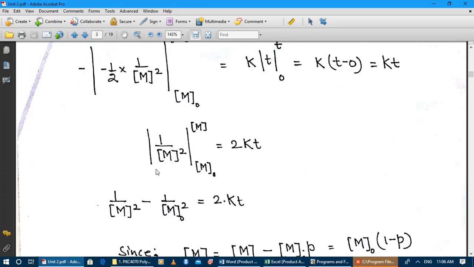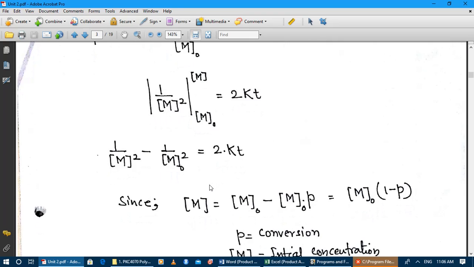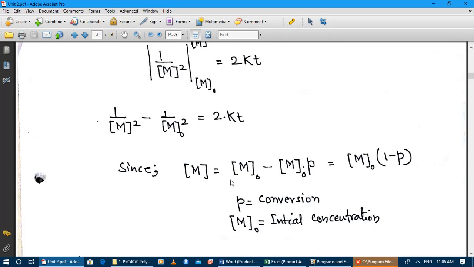And here in my equation, we can take this 2 to the right-hand side, and the final equation will be something like 1 over concentration M square minus 1 over initial concentration M naught square is equal to 2KT. Now, since the concentration at any time t is equal to the initial concentration of monomer M naught multiplied by 1 minus P, where P is the conversion.